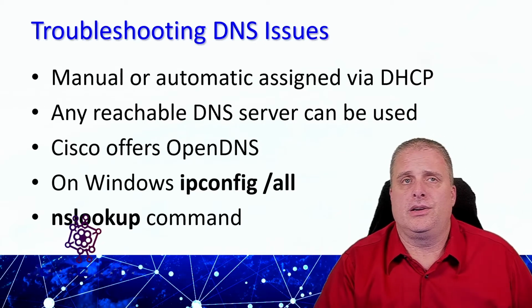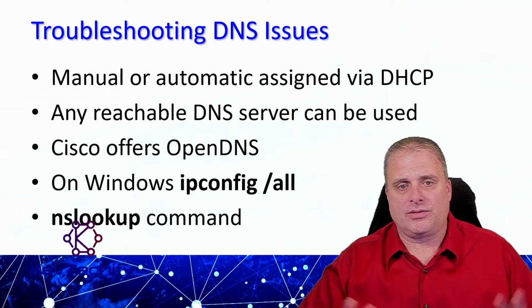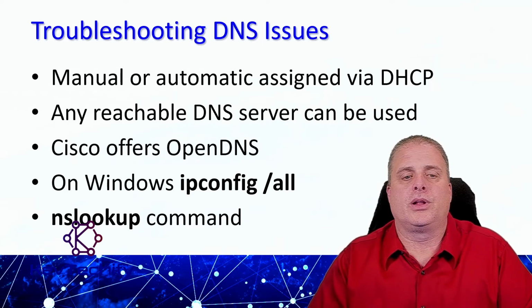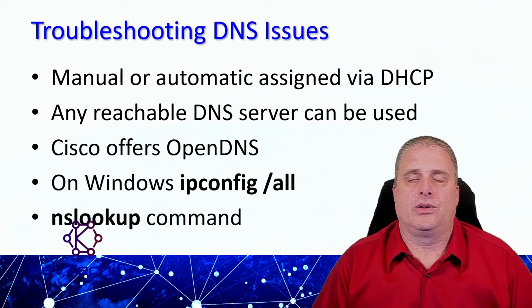Now, Cisco offers an OpenDNS solution. It is a secure DNS. They filter phishing and some malware sites off of that. They do a pretty good job for that. It is a solution available out there. There are also a lot of other third-party DNS solutions out there.